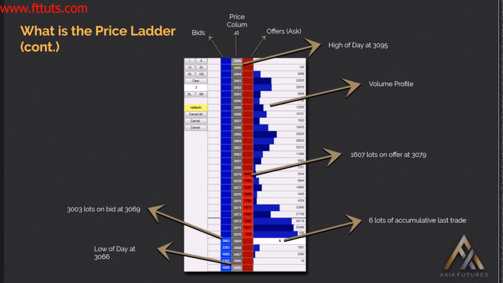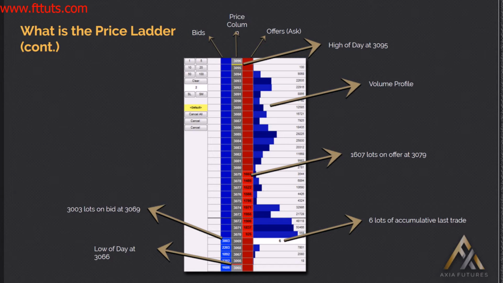On the left hand side, the blue column, are all the bids. The bids, as you can see on the prices on the left, represent all the buy orders. Then next you have your price column, and that's the gray area. It's the price of any specific market that you're looking at. Then next we have the offers or the asks, and that is the red column. And where the bids and the offers meet is the currently traded price.